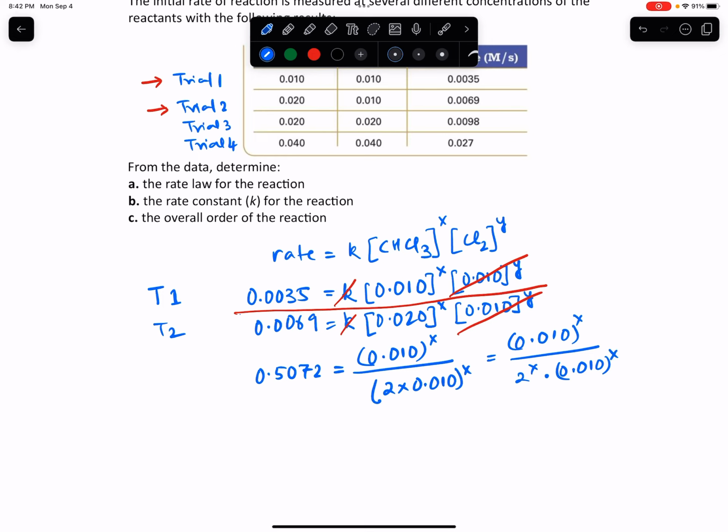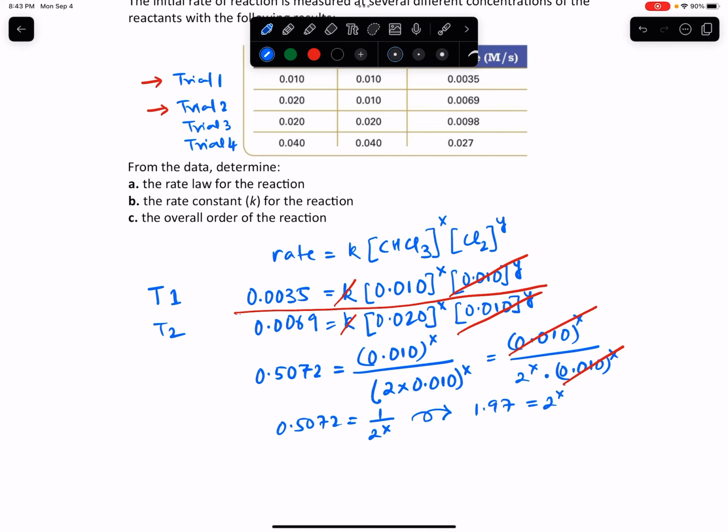And the reason we did this is because we really want to cancel out the top term and this part of this term. So now we're at the position where we can cancel those two out, and this simplifies to 0.5072 is equal to 1 over 2 raised to the power of x. Now we're going to invert this whole equation because we're trying to solve for x, and x is in the denominator. So when we invert it, we get 1.97 is equal to 2 raised to x.